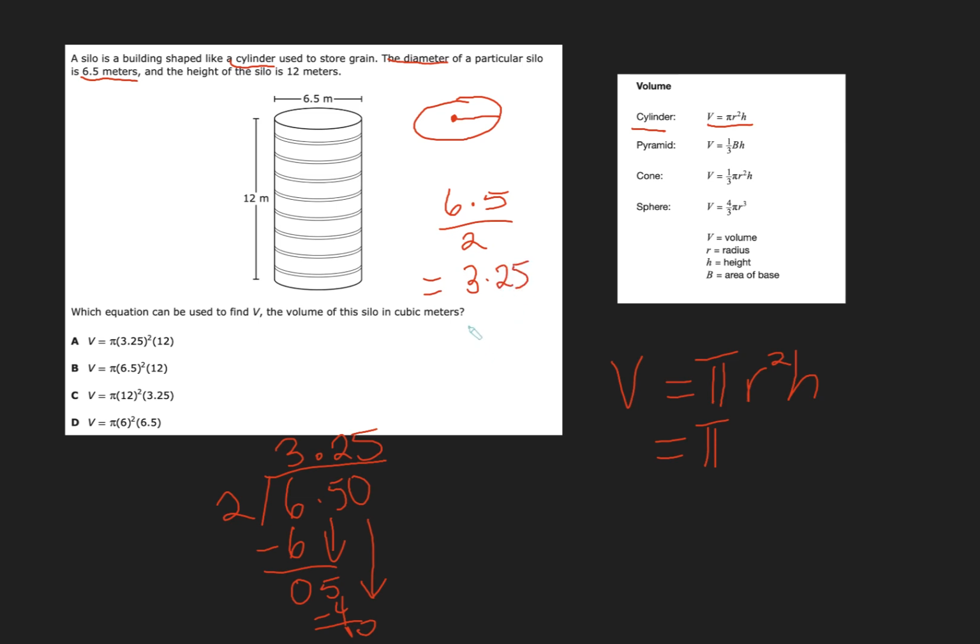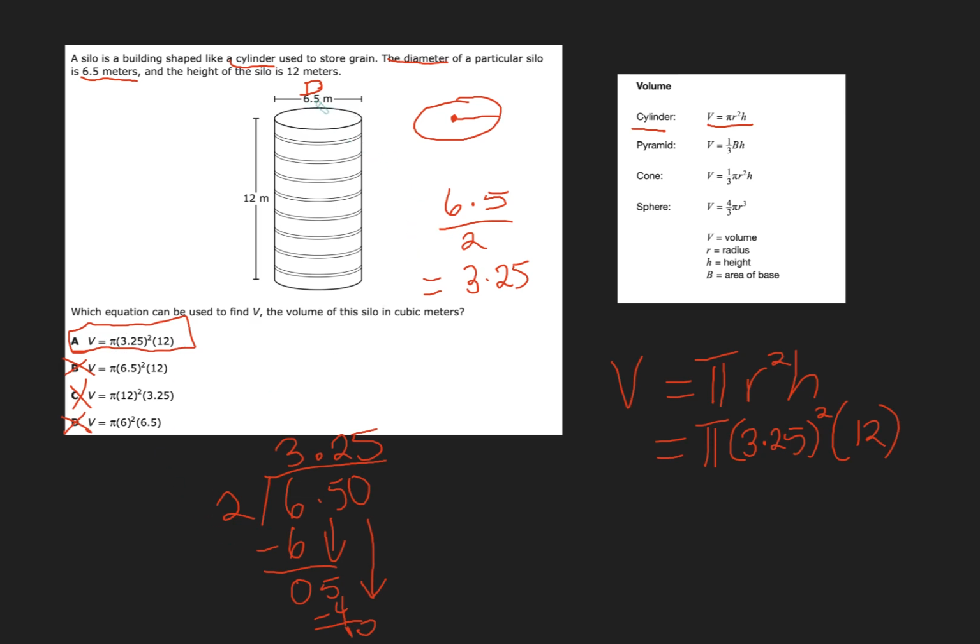But we didn't need to go through all of that. We know we couldn't use the 6.5 because that was your diameter. So my answer is not B, and it's not D, and the 12 right here is in the wrong place, so it's not that. So this is my answer without even going through all of that. However, let's go through all of that. So here's my radius, which would be 3.25 all squared, and my height is 12. And that's it. So this was pretty simple.